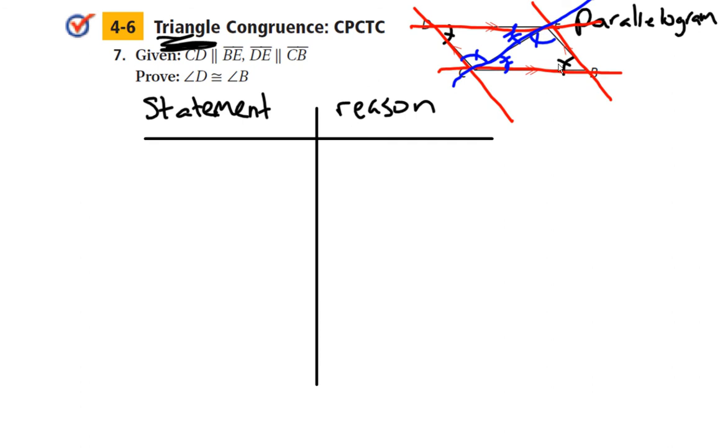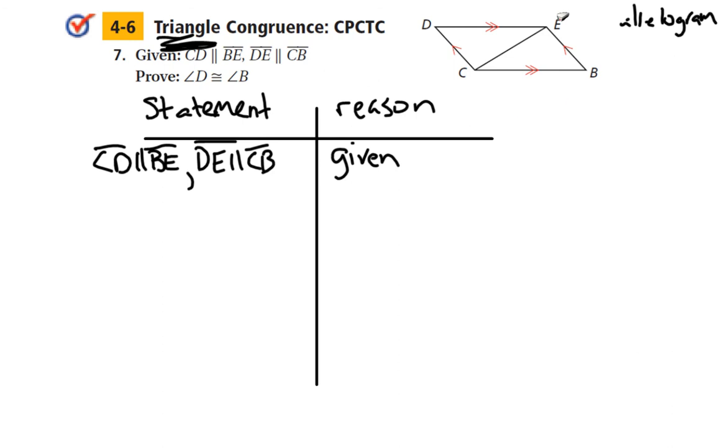And then again, the recurring theme, the shared side, gives us, there it is, a congruent side. So now we have angle, side, angle. And if you have angle, side, angle, that's enough to show they're congruent. And if they're congruent, you can use CPCTC to show that they're congruent. CPCTC does that.